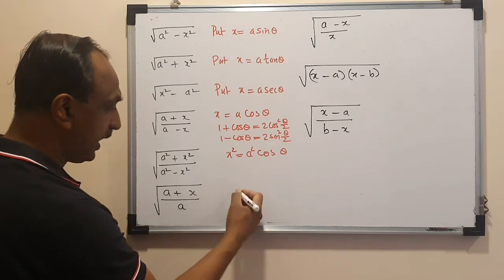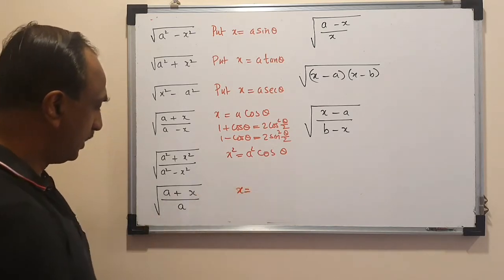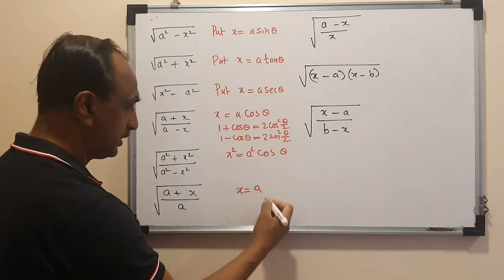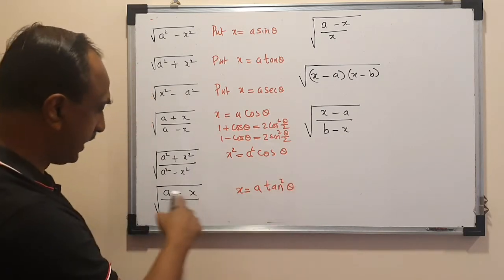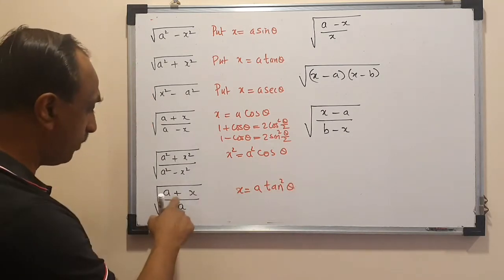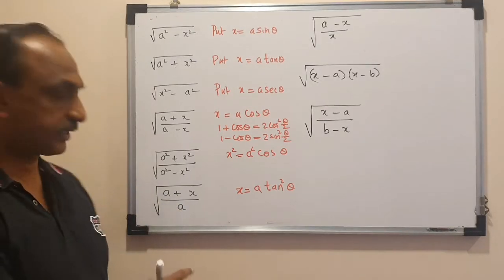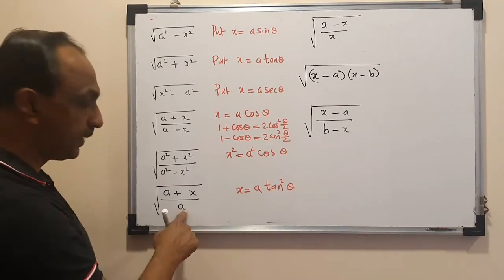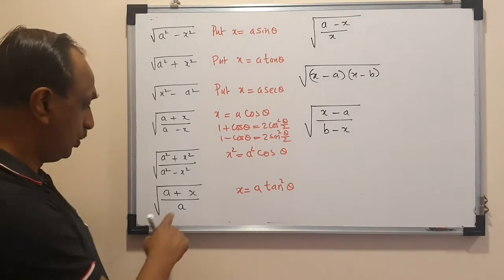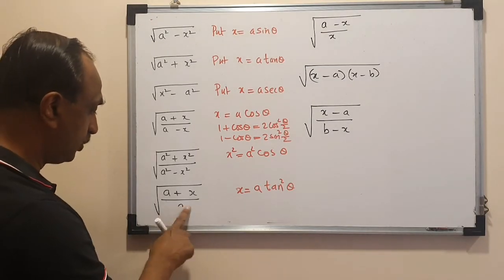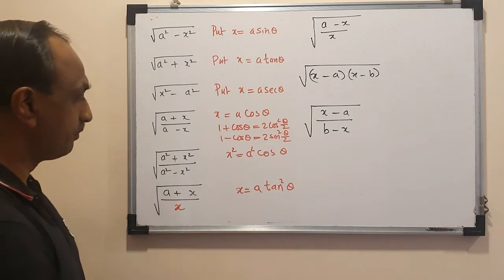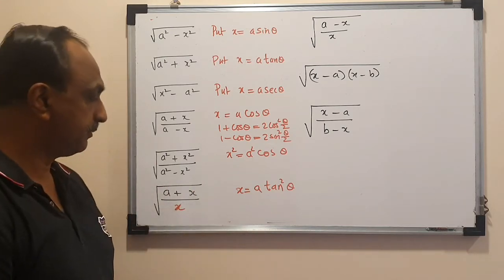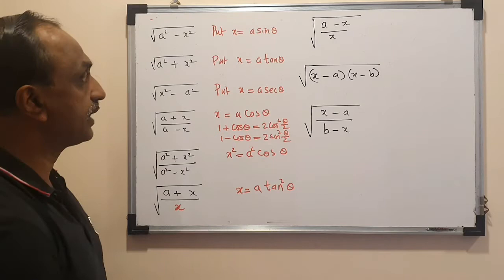Here you will put x as again a tan square theta. If you put x as a tan square theta, when a becomes common, 1 plus tan square theta is sec square theta, and this a can be replaced by tan square theta. So I think this should be x, not a. X should be replaced by a tan square theta, so that a will get cancelled and you will be able to get a perfect answer.